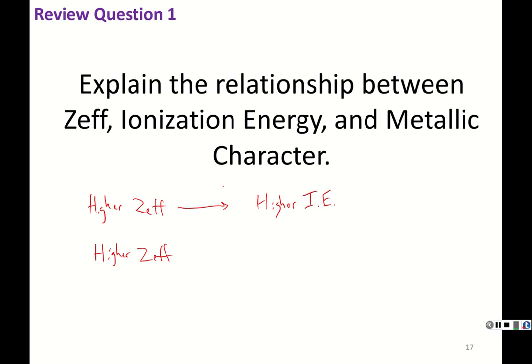And as effective nuclear charge gets higher, the opposite happens with metallic character, right? Metallic elements will tend to lose their electrons and have positive charges, right? Higher effective nuclear charge makes it more difficult to lose the electrons. So if you have a higher Z effective, there'll be lower metallic character in those elements. And vice versa. A lower effective nuclear charge will lead to higher metallic character.